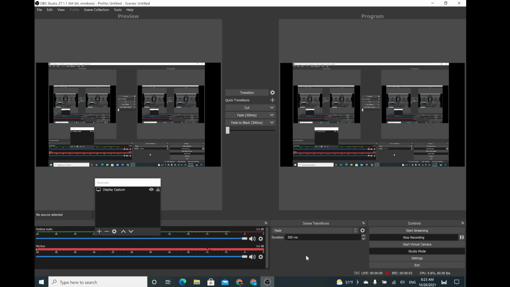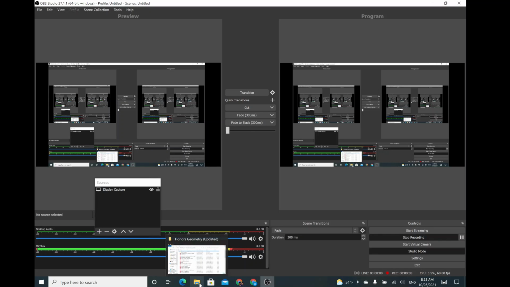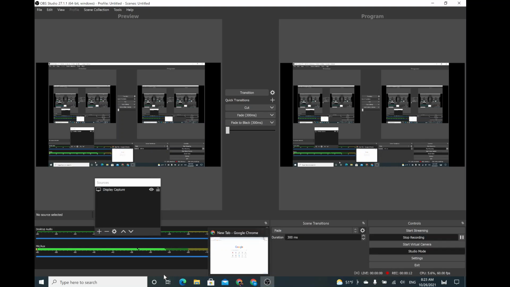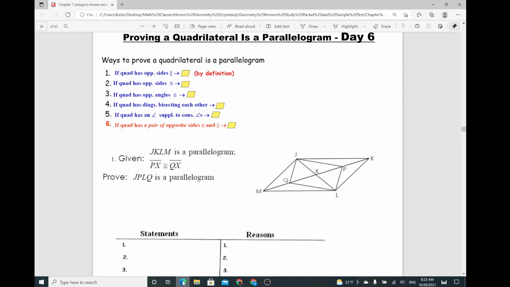So, Mr. Chen again. I just want to talk about the continuation of chapter 7. Okay, let's take a look at this page right here: proving that a quadrilateral is a parallelogram. The way to prove that a quadrilateral is a parallelogram, we have the following statements.